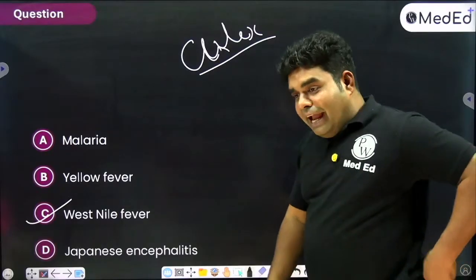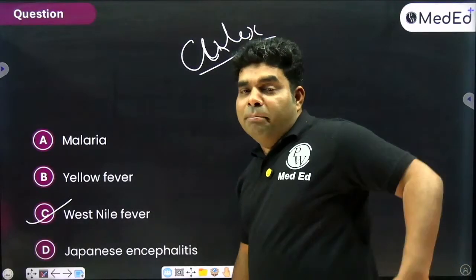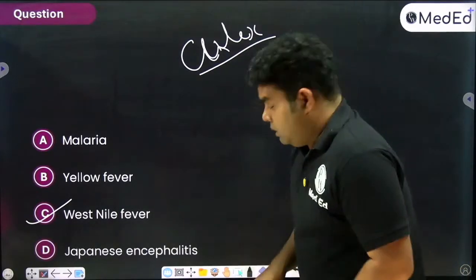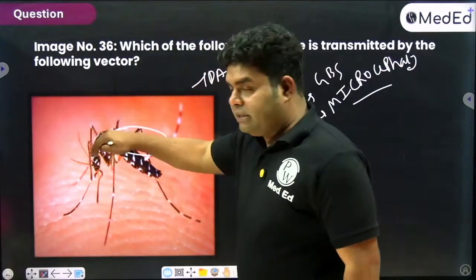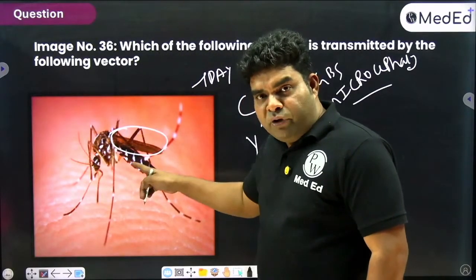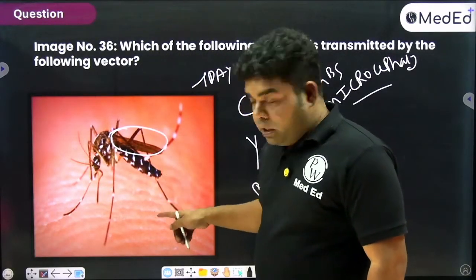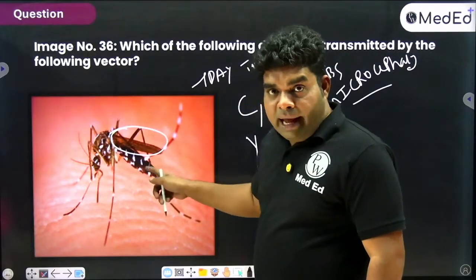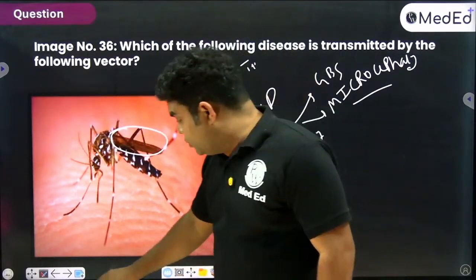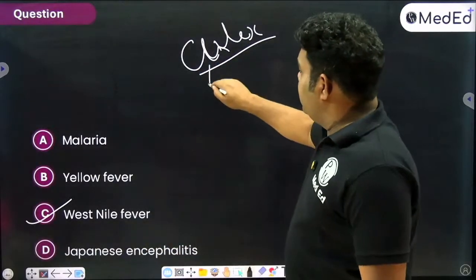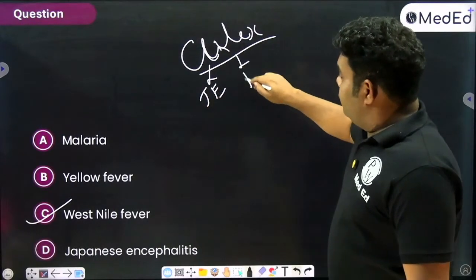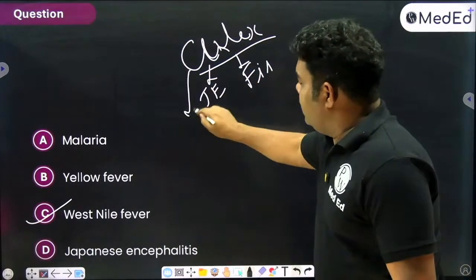And then the second thing in Culex is a golden brown bum. And there will be a hump. Like here also you can see a hump. He's sitting like this. So the hump will be there, no stripes, golden brown bum, not white and black, and hair on the back. That is Culex. Culex transmits 3 diseases: JE, filariasis, and West Nile fever.